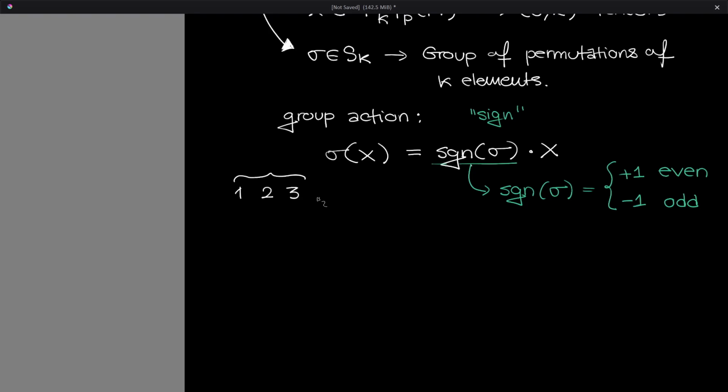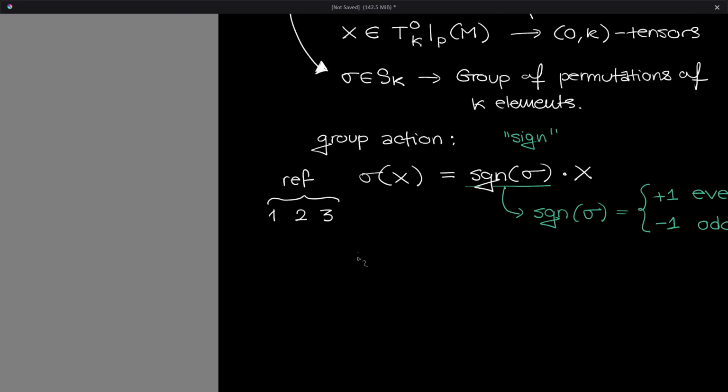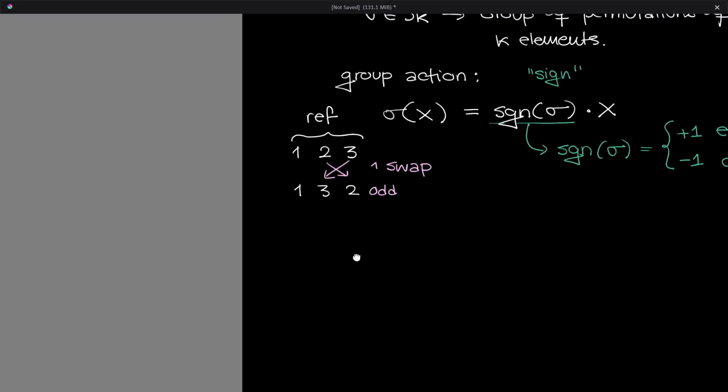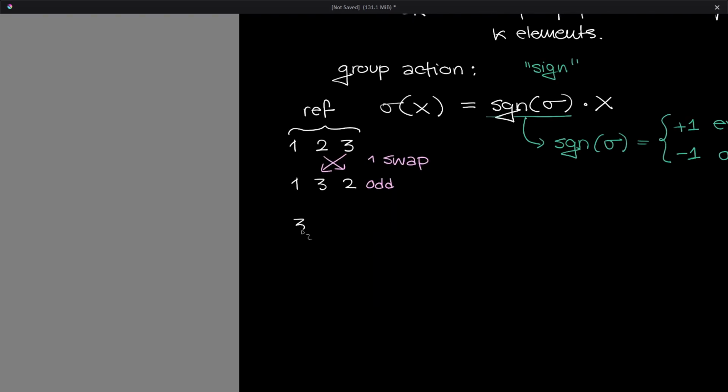Let's say this is our reference permutation, the order that was originally there. If I go to the ordering 1, 3, 2, that's one swap. So this is an odd permutation. If I swap 1 and 3 again, we have one more swap. This is two swaps so far.